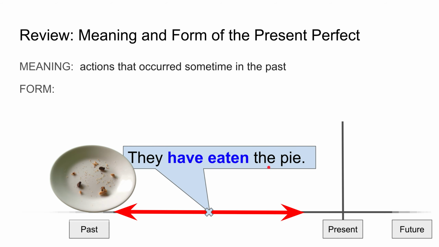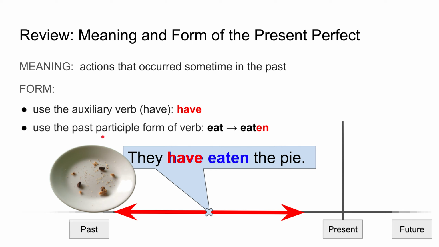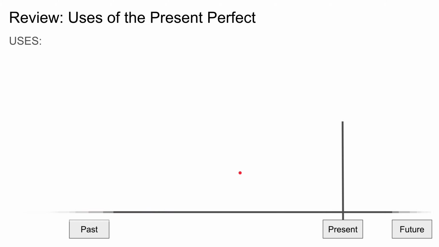They have eaten the pie. I don't know when, but sometime in the past, they have eaten the pie. We use that for when the action occurred sometime in the past, but we don't specify that time. We use the auxiliary verb have, and we use the past participle form of the verb eat, eaten: have eaten.